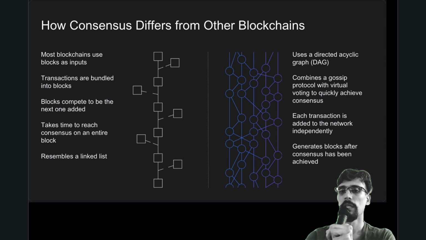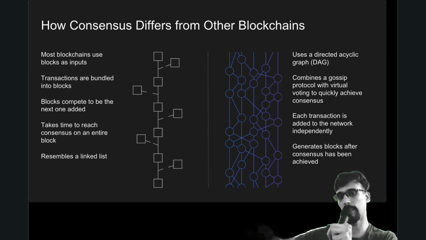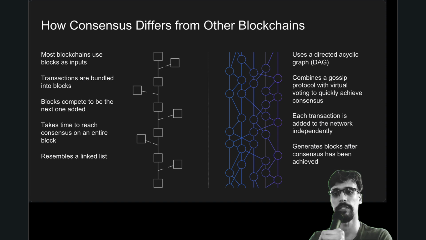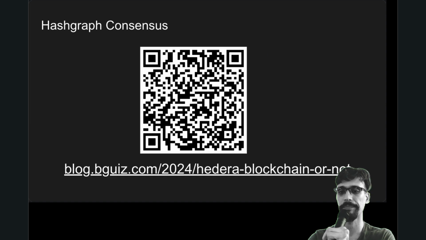Given that the underlying data structure is so radically different, we've gone from a linked list of blocks to a graph of individual transactions. So when you see this, is Hedera still a blockchain? The answer is yes, because it reassembles these individual transactions that you see into blocks, but it does so post-consensus, after consensus is achieved, into a structure that resembles a blockchain. So the output of a hashgraph ends up being a blockchain.